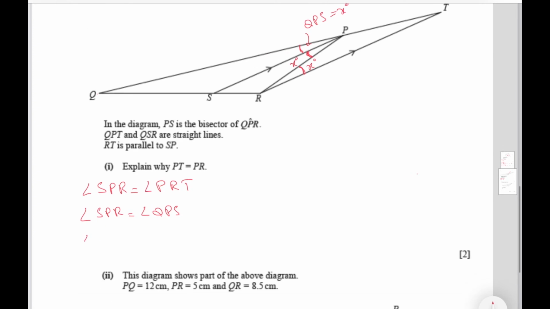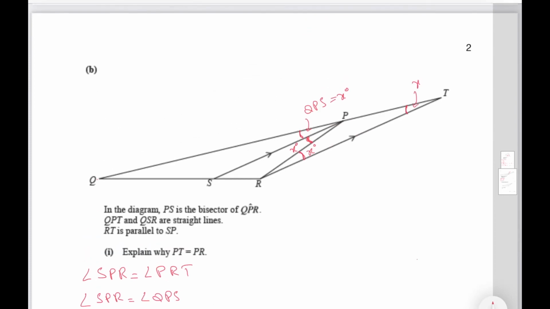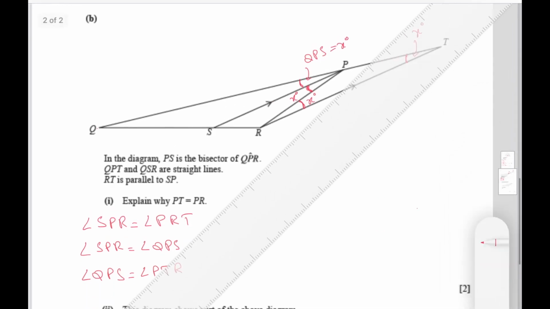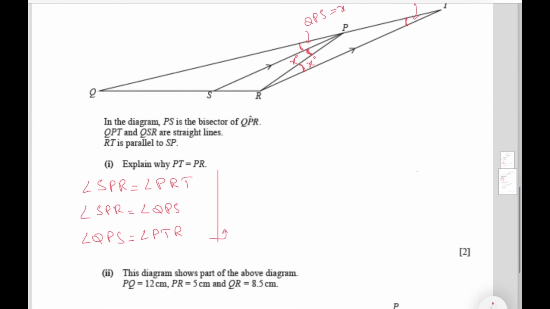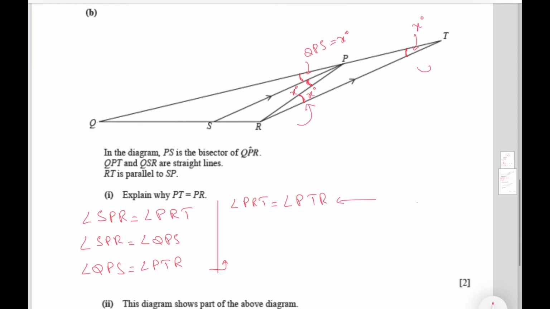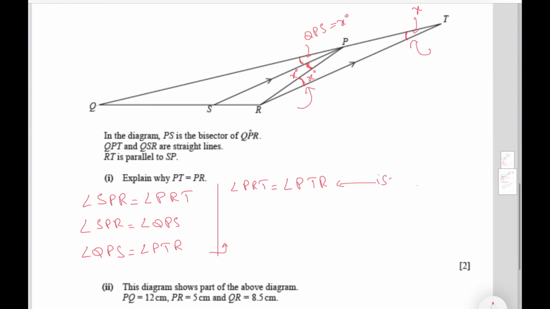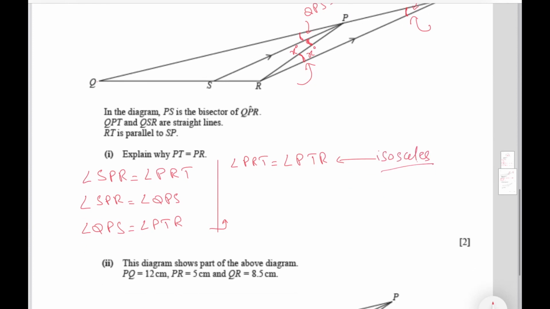If QPS is X degrees, angle PTR is also going to be X degrees. So we have a bunch of angles that are the same. Let's write the information down over here in a better way. So if angle PRT is equal to angle PTR, this means that if this angle and this angle are the same, this is an isosceles triangle, right? Therefore, the line PT is equal to the line PR. Hence, we prove that the two lines are the same in length.